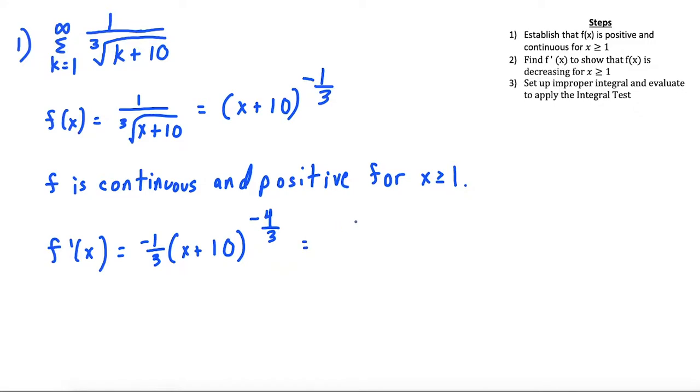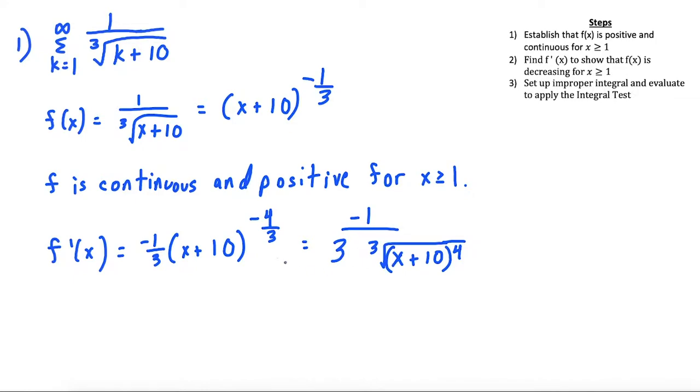So I will rewrite this to make it look a little bit cleaner. This is negative 1 over 3 times, and x plus 10 to the negative 4/3 is the same thing as the cube root of x plus 10, and this expression here is raised to the 4th power. Okay, so this is just an alternate way of writing out this expression here. Now this is negative 1 over 3 times the cube root of x plus 10 to the 4th power.